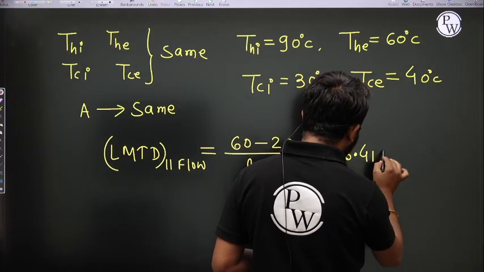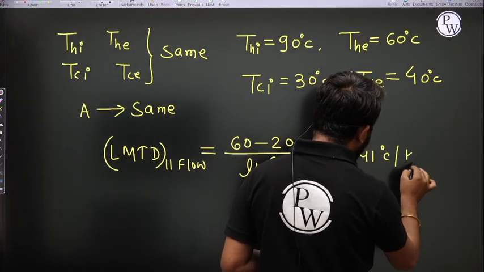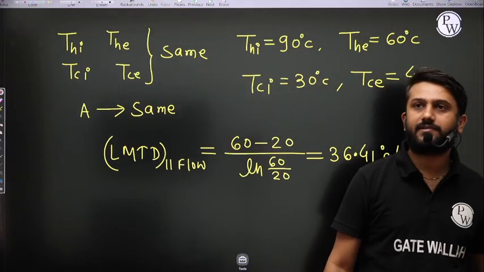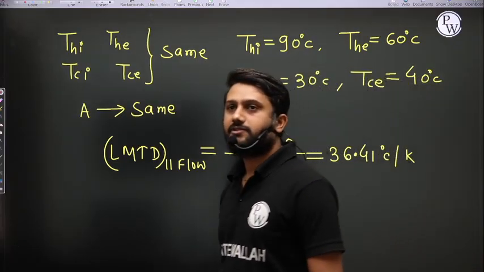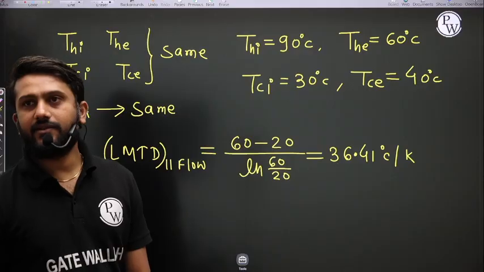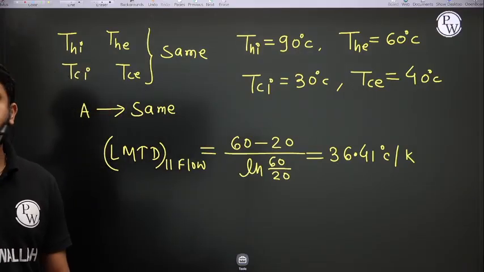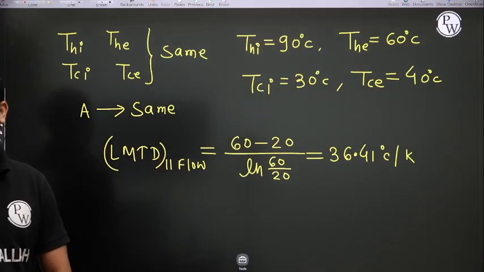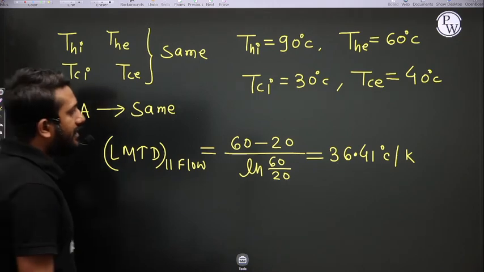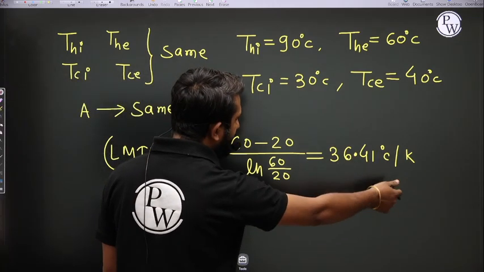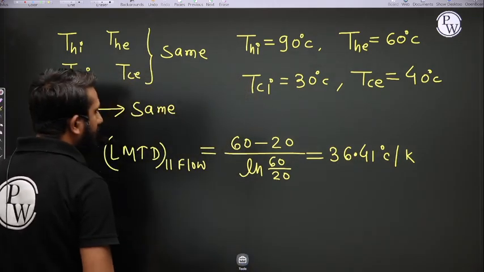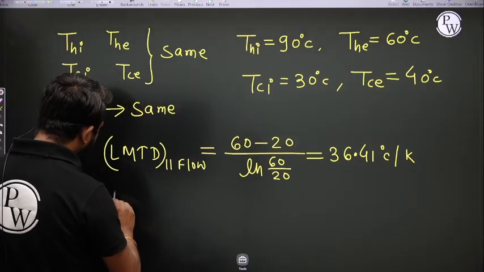36.41 degrees Celsius or Kelvin. So same, because that is a temperature difference. Temperature difference either in Kelvin or degrees Celsius means the same, because this is a logarithmic mean temperature difference. So either you can say 36.41 degrees Celsius or 36.41 Kelvin. Now come to the LMTD.